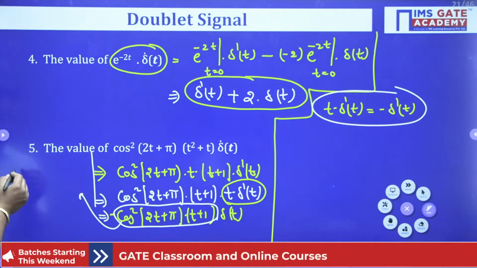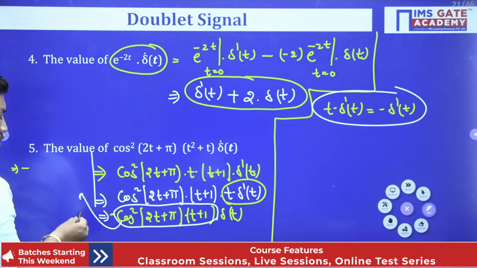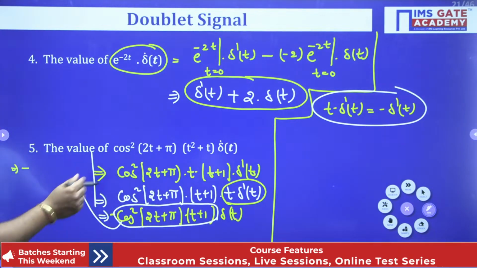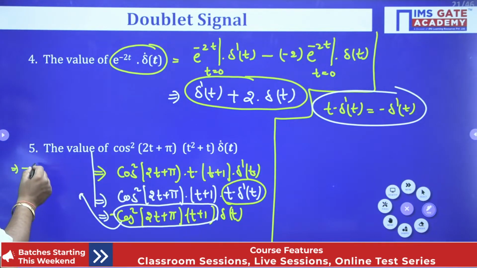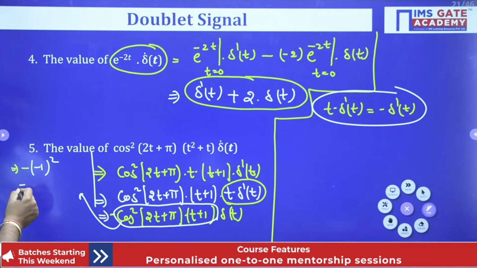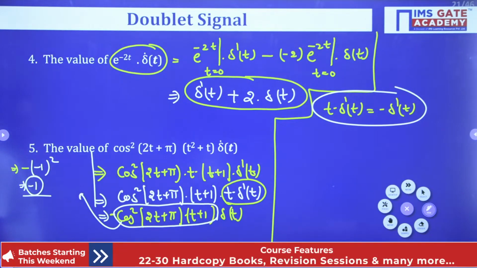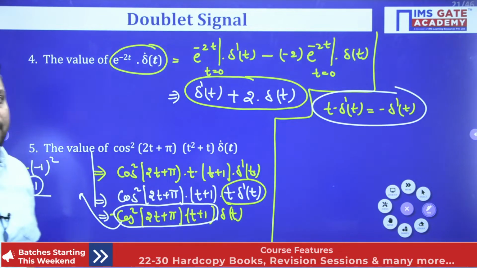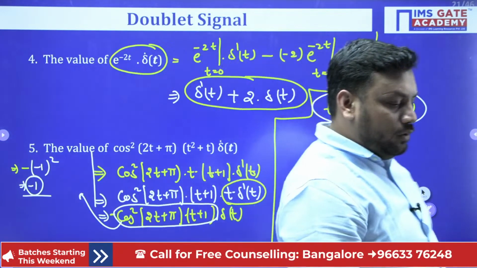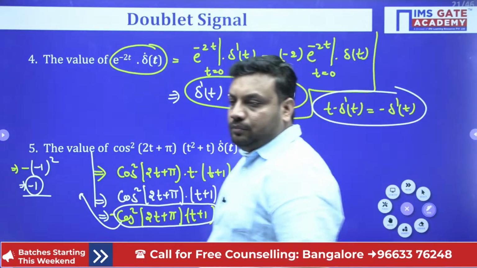So what you will get ultimately, with the negative sign, when you apply time 0, it will be cos square pi, and t plus 1 at 0 is 1. So cos pi is minus 1. So minus 1 whole square plus 1. So the answer is nothing but minus 1, because the minus sign is already outside. Cos square pi, yes or no? Final answer is minus 1. Kalyan, is it clear?